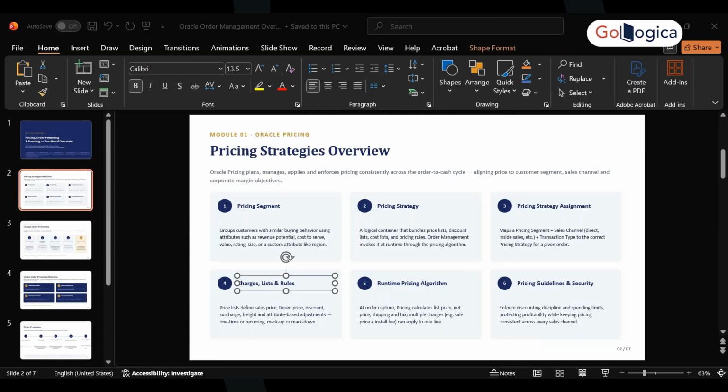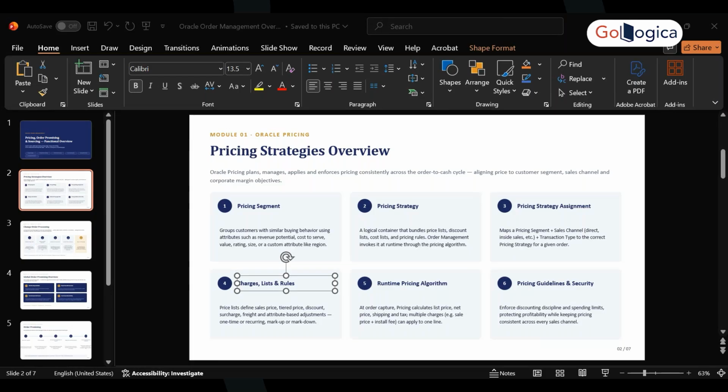Next one is our pricing strategy. This component mostly acts as the central container for all the pricing configurations. Instead of assigning multiple pricing objects individually, Oracle groups them into a single pricing strategy. A pricing strategy typically contains price lists, discount lists, cost lists, pricing rules, and pricing algorithms. And when a sales order is created, Oracle identifies the applicable pricing strategy and uses it during the price calculation.